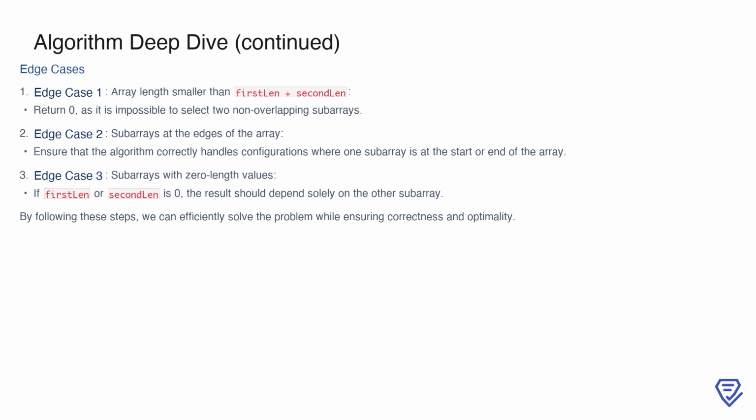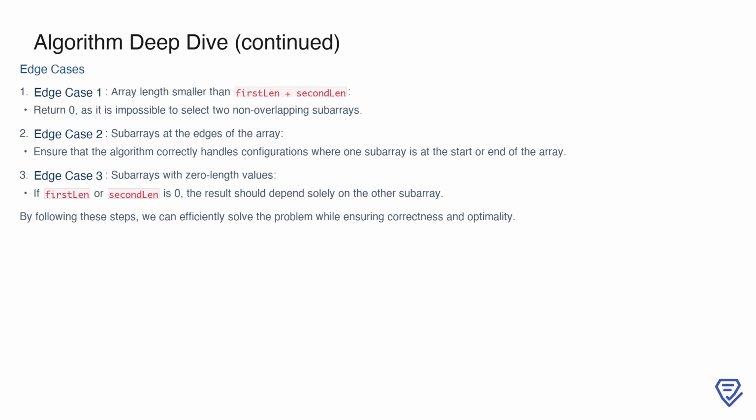Second, we need to ensure that configurations where one subarray is at the very start or end of the array are handled correctly. Third, if either first len or second len is 0, the result should depend solely on the other subarray. By carefully considering these edge cases, we can ensure that the solution is robust and handles all inputs correctly.